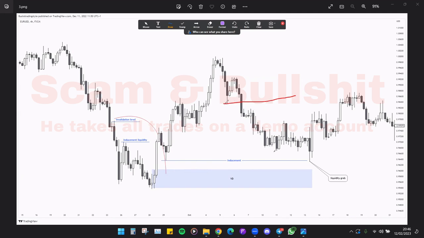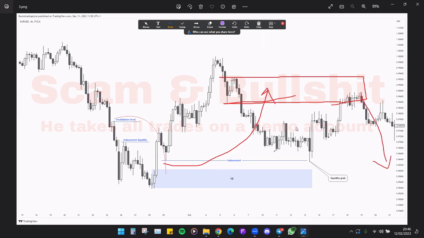So price actually mitigated this whole supply zone right here. I don't know what happened in the future because I don't know if price actually respected this other TLQ, this transfer of money to this zone before dropping. You understand? Yes.